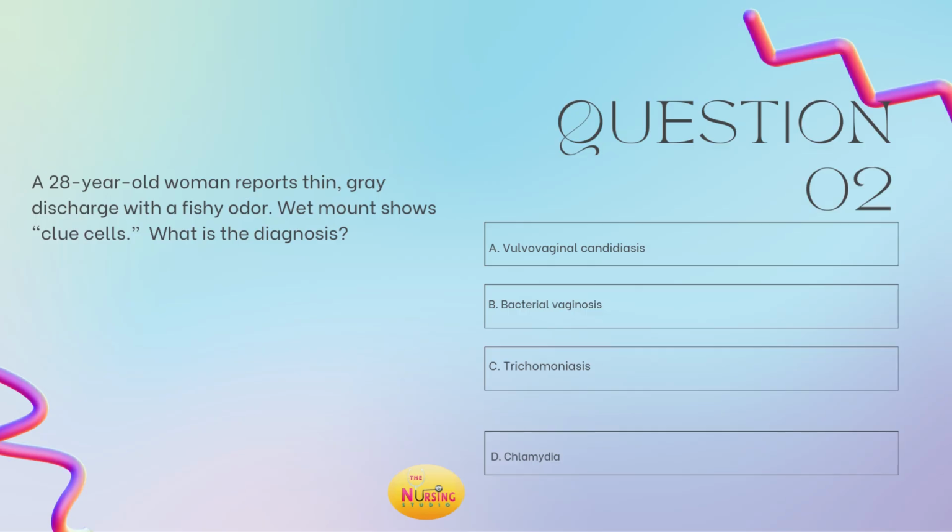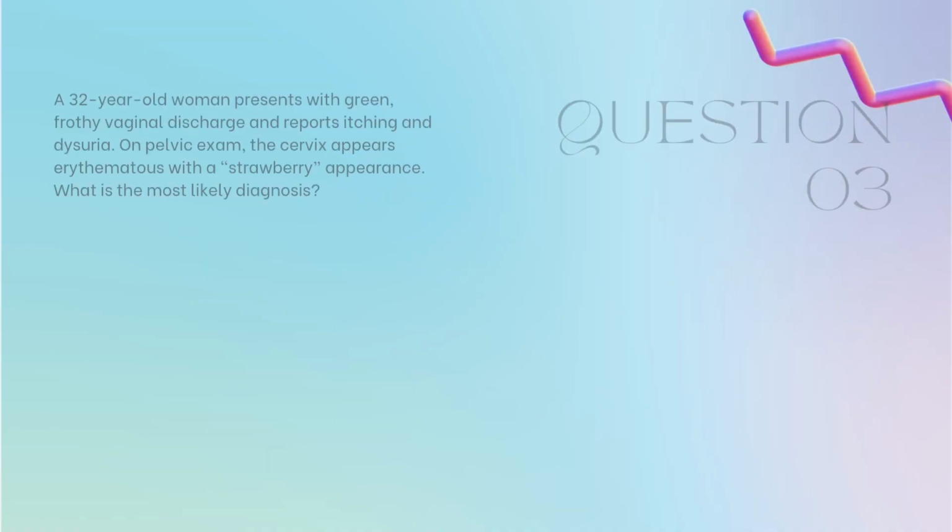All right, and the stem of the question here states, what is the diagnosis? And I always tell you, if the stem is looking for a diagnosis, we have to run it back and look at the assessment findings. So we have a 28-year-old woman. She reports thin gray discharge, and it has a fishy odor. All right, already you should start to think of bacterial vaginosis because that is the classic presentation. The wet mount also shows clue cells, which is also confirmation, one of those key identifiers for BV. So B is your best answer.